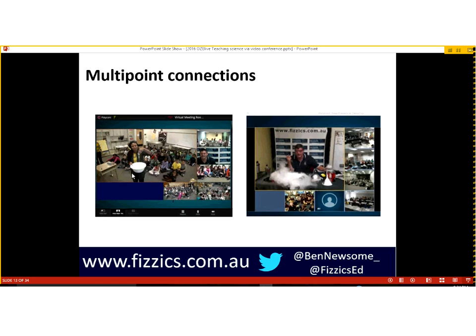Our teacher here and the students, they were teaching the other kids what was happening with their slime, which is kind of neat because it gave them the chance to do some things. On this side here, on the right-hand side photo, I was running some liquid nitrogen demonstrations on another connection with multipoint. In other words, lots of schools.